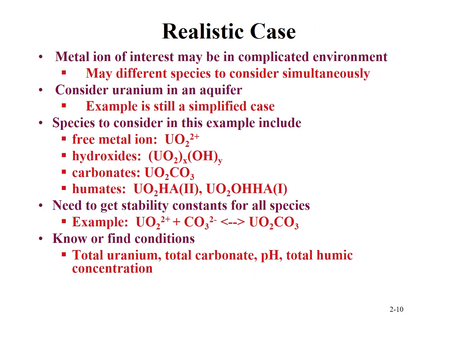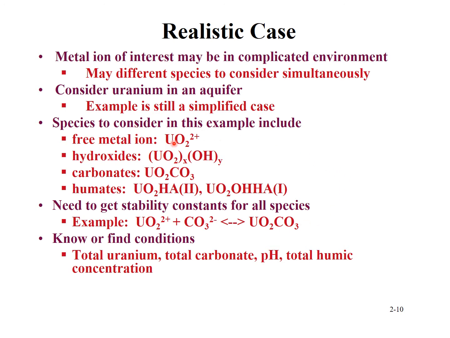Now let's try to evaluate a more realistic case. In this more realistic case, the metal ion of interest may be in a complicated environment. There may be many different species to consider simultaneously. So as an example, consider the speciation of uranium in an aquifer. And even in this case, we're going to make it pretty simple on ourselves. And what we're going to do is limit the species that we're interested in, that we're going to calculate for.